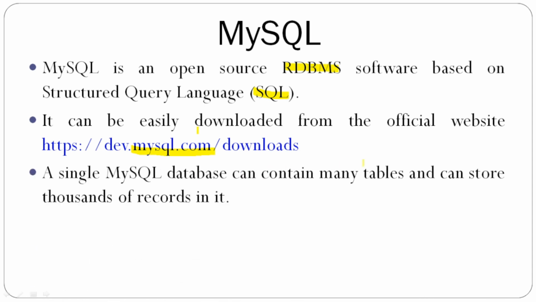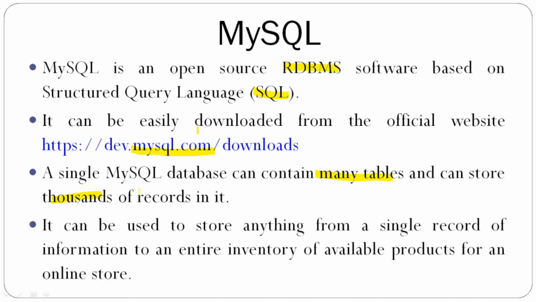A single MySQL database can contain many tables and can store thousands of records in it. This MySQL database consists of multiple tables with 1000 records. It can store anything from a single record of information to an entire inventory of available products of an online store. It can store a single record or millions of records in it.